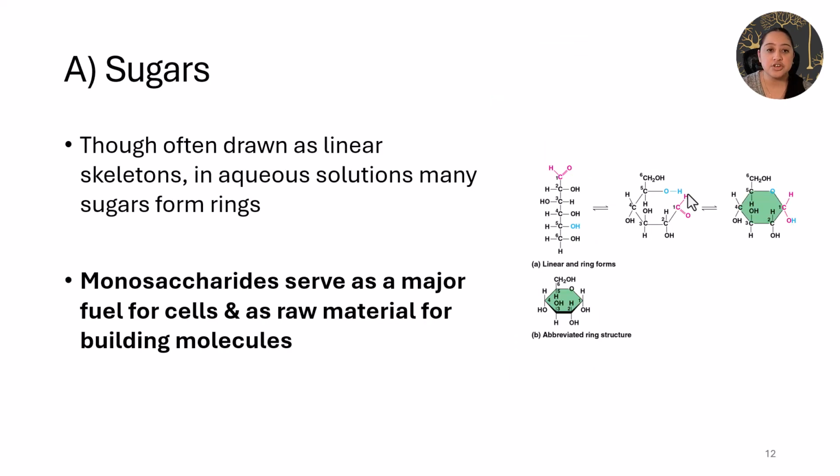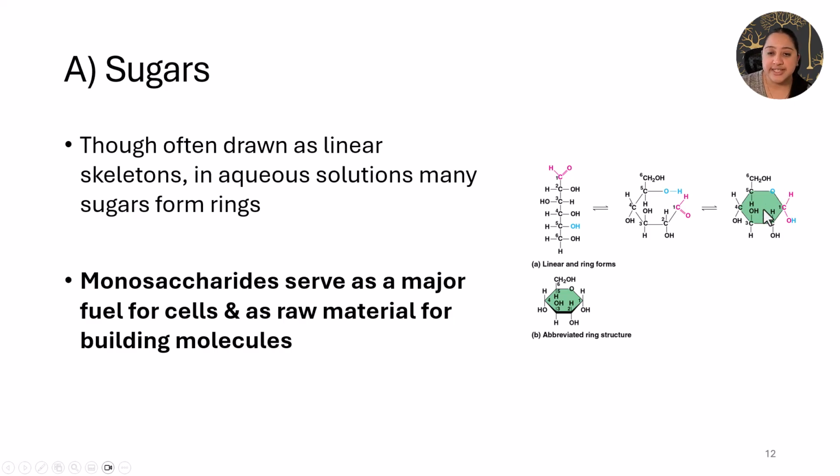And so sugars, even though we often draw them as the linear skeletons to show the carbons, in aqueous solutions, so a throwback already, meaning a watery solution, many sugars end up forming rings. So they'll kind of orient in this way, and then these groups will rearrange so that it's in a ring in this kind of configuration.